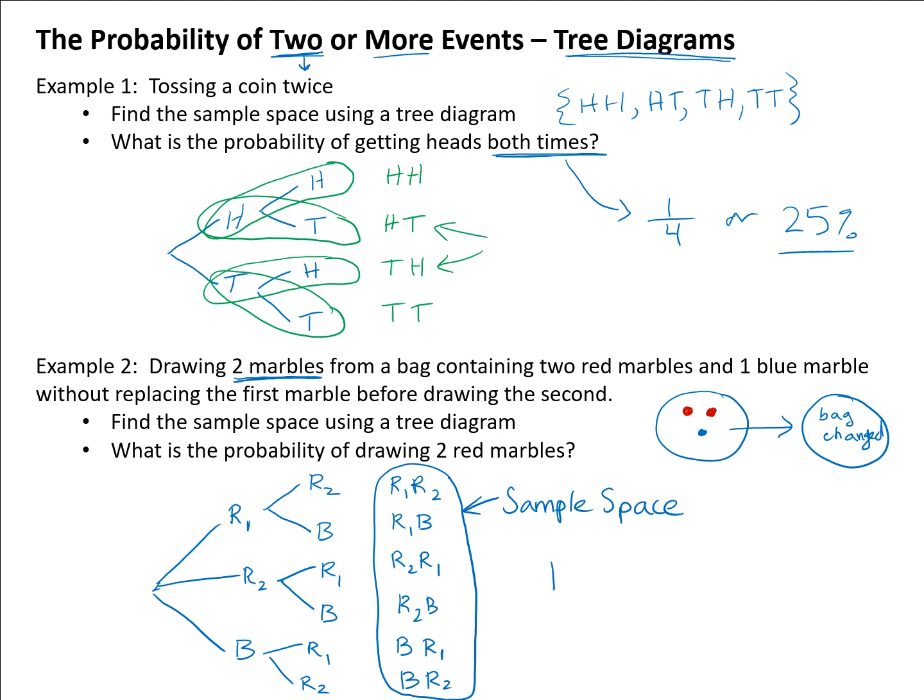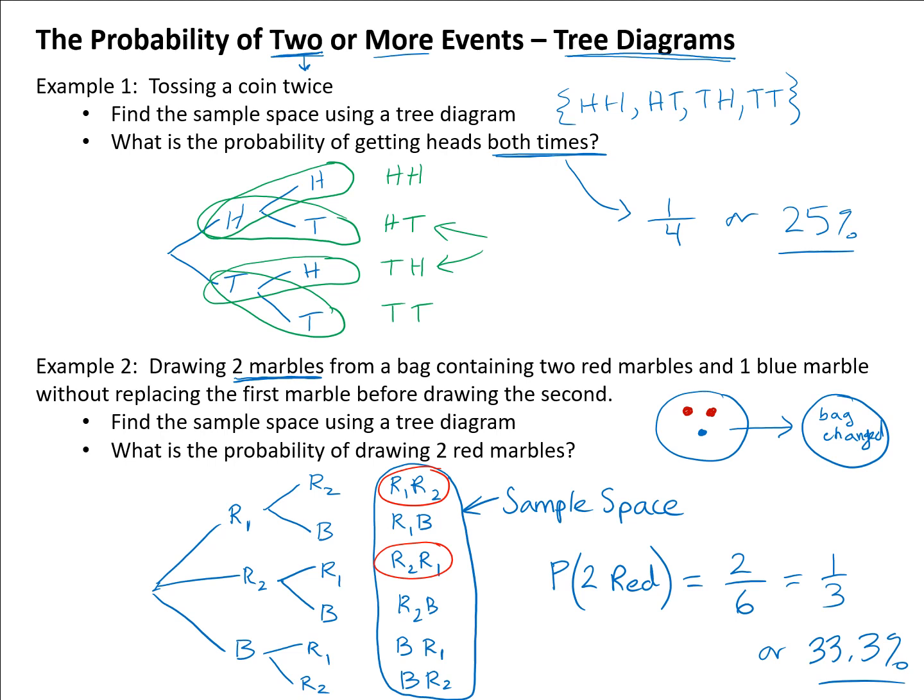Now to find the probability of drawing 2 red marbles, I would think about how many ways there are to draw 2 red marbles. There's 1, 2 options for that. So I would have 2 options out of 6 total things that could happen in this scenario. 2 out of 6 is the same thing as 1/3, or 33.3% chance. So in this example, if I'm going to draw 2 marbles and I want to know the chance of having them both be red, that is a 33.3% chance. And that's based on looking at all the situations with the tree diagram and then using the sample space created to find the probability.